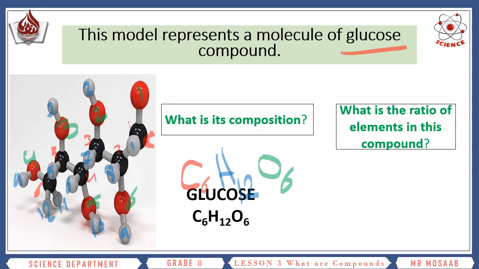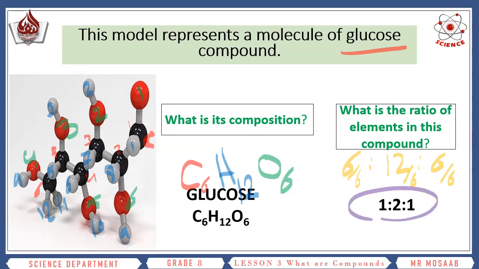Now what is the ratio of elements in this compound? For the ratio, we have 6 carbon atoms to 12 hydrogen atoms to 6 oxygen, 6 to 12 to 6. So we can divide all numbers by 6 to have the simplest form. It's like math. So in the end it will be 1 to 2 to 1.